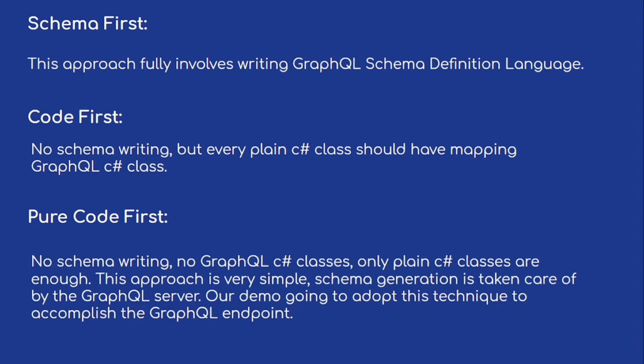Next, coming to the last technique, that is pure code first. Here there is no schema writing and no GraphQL classes. Only plain classes are enough. This approach is very simple, and the schema generation is taken care of by the GraphQL server. See, only knowing .NET is enough. C# is enough for the pure code first approach. So in today's demo, we are going to use this pure code first approach for accomplishing a small project.